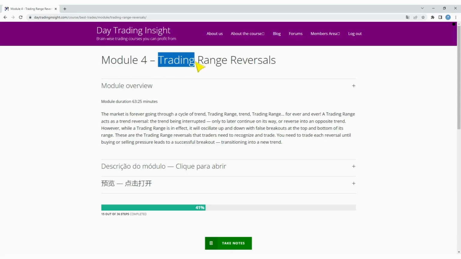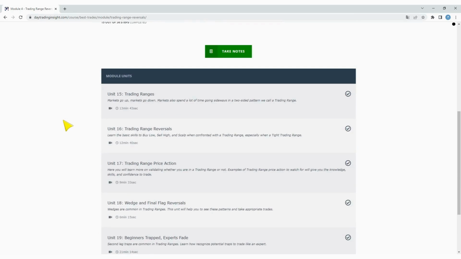Okay, so the fourth module, you learn about trading range reversals. And there are 5 units, and you're really getting into the guts of things here. So you learn about trading ranges here.